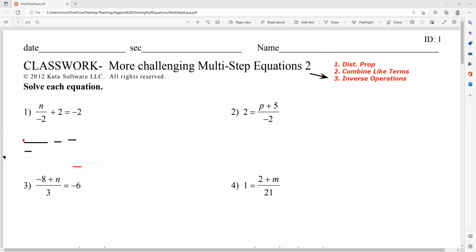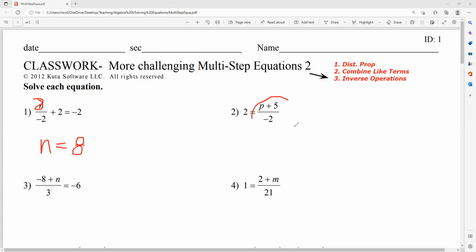So all you have to do is just plug in 8 into your problem here. Does 8 divided by negative 2 plus 2 equal negative 2? Well, that gets you negative 4. Negative 4 plus 2 is negative 2. Yes, the answer is correct. N equals 8.